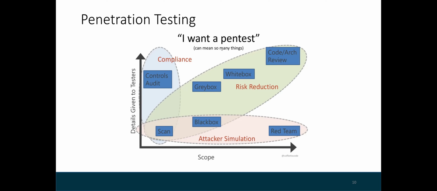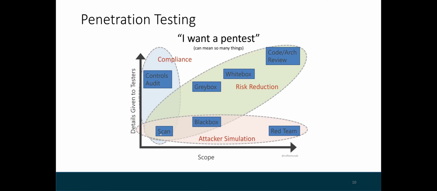Now they can use a tool, but I want that person's insights, their opinions. But there's a lot of different things you can do. The two axes he has here are the details that are given to the testers and the scope. If there's full details given to a tester, and by details here, we mean here's all the source code, here's all the documentation, here's all the architecture diagrams, a pen tester can do basically a full review of your code and your architecture. In that case they're not really emulating an attacker because an attacker doesn't have that information, but they're still going to bring you a lot of value.